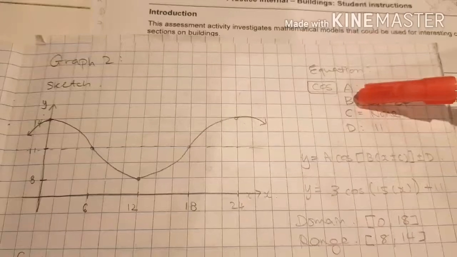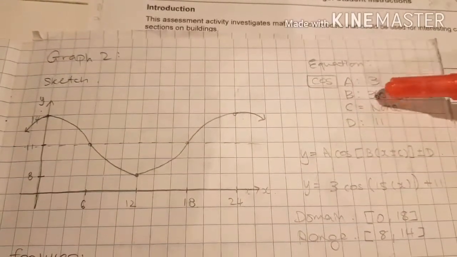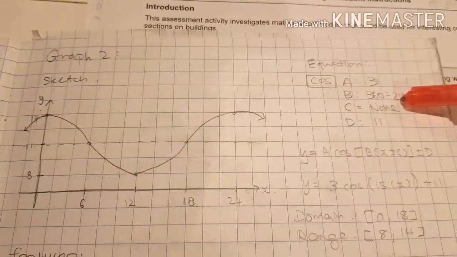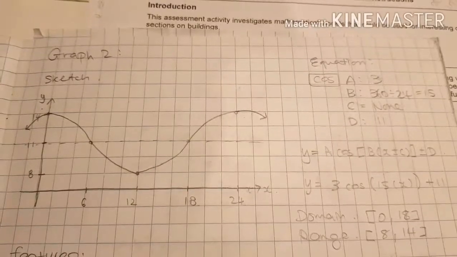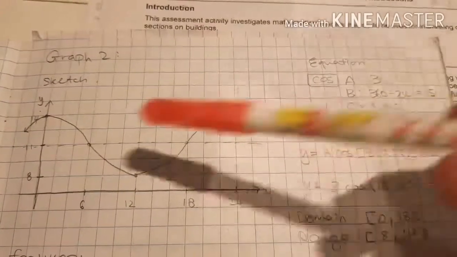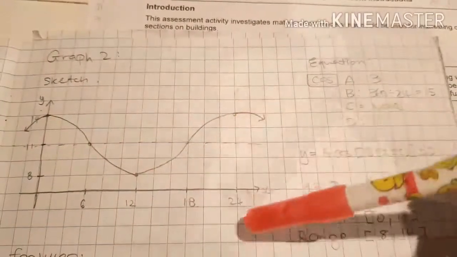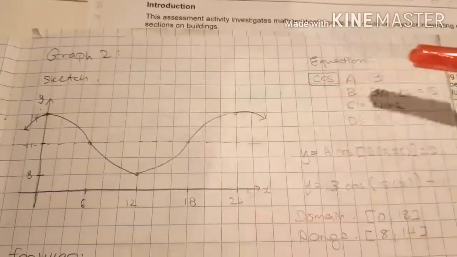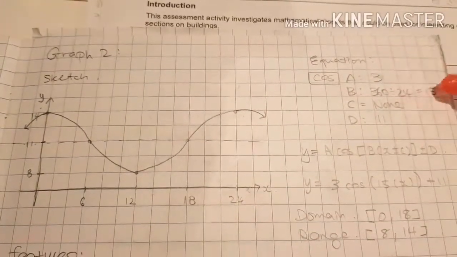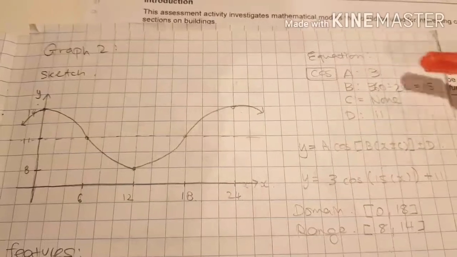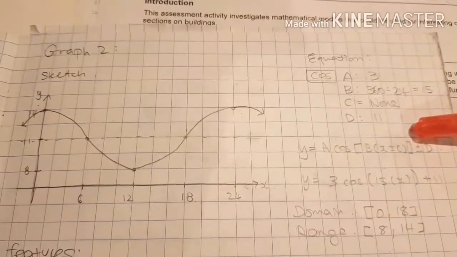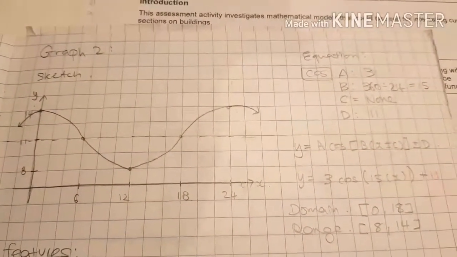Okay, what's my B? B is always 360 divided by the period. What is my period? One full cycle. Period is 24. So 360 divided by 24 is 15. Okay, so finding out all those values, I'm just gonna plug it in.